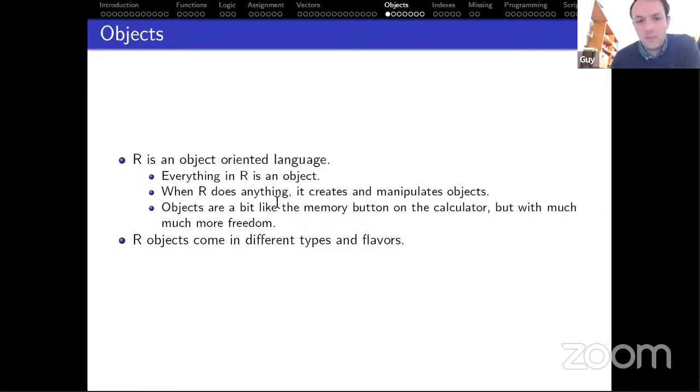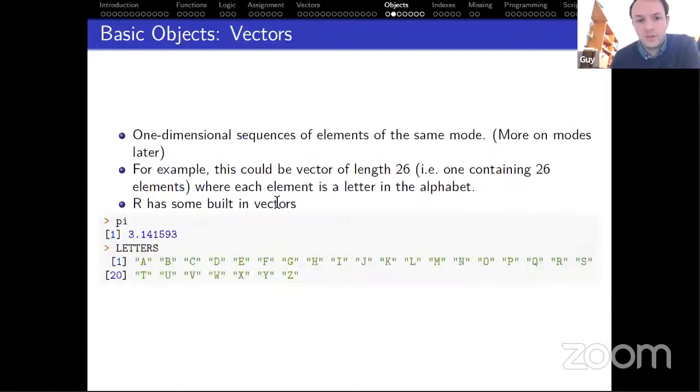And objects come in many different types and flavors. So far we've met this already with pi. This is an example of a one-dimensional object, a vector, and a vector can be of different lengths. Pi is of length one. The object letters, which is also contained in R when you load R, is again a vector object of length 26.